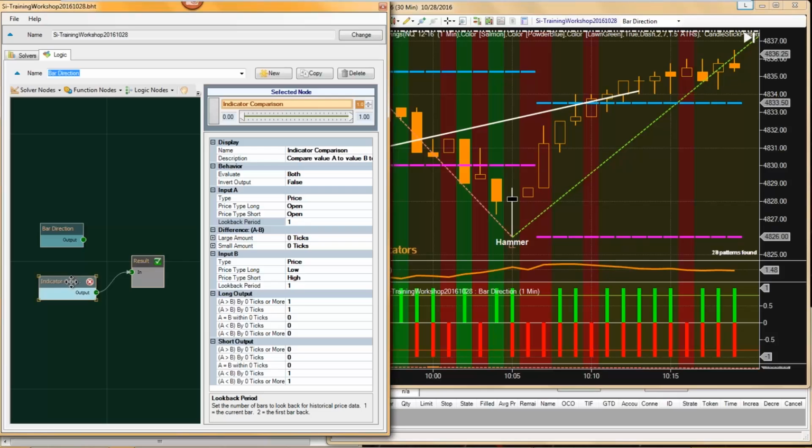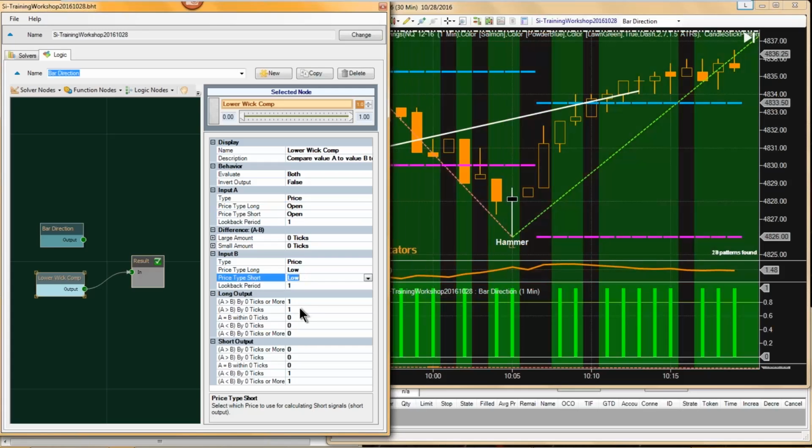So let's use a comparison solver to do that. We'll just find a bar with low wicks. We'll just say lower wick. We'll leave this at the open and set both of these to the low, like so.